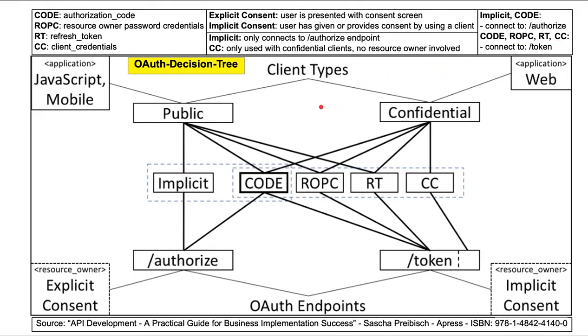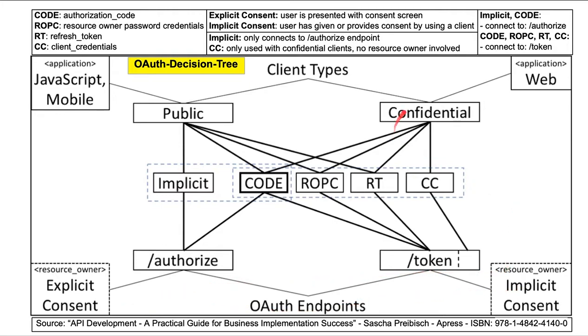So I call this diagram OAuth-Decision-Tree, although it's not really a tree, but it helps you decide where to go and what to do. So let's say you've got a certain type of application, like JavaScript or mobile application or web application. In those cases, you can start reading this diagram from one of those boxes here. If you want to make a decision based on your use case where you either want to show the user a consent screen or you don't, you may want to start from these lower boxes.